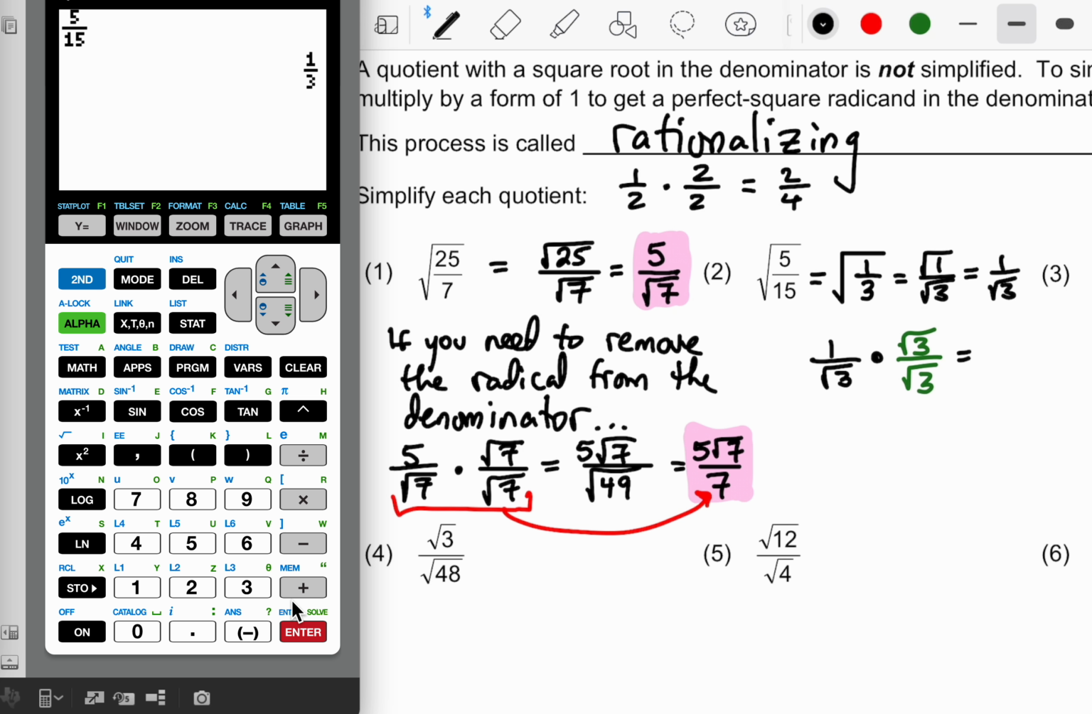So on the top, I get 1 times radical 3, which is just a clean radical 3. On the bottom, this is the step that I was saying earlier I would hope you would skip. Radical 3 times radical 3 is radical 9, which is a 3. So why not just write the 3? Whatever the radicand is of your denominator, that should end up being the new denominator, unless there's a coefficient, which we'll get to.